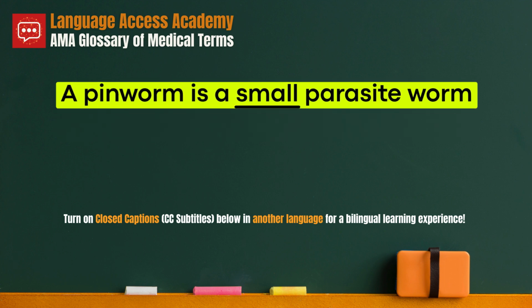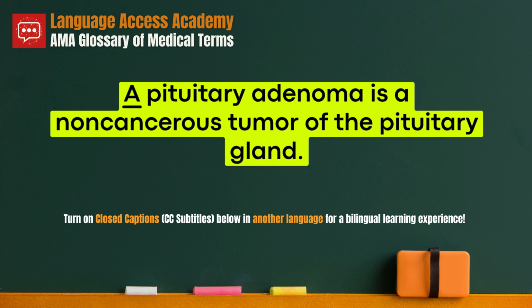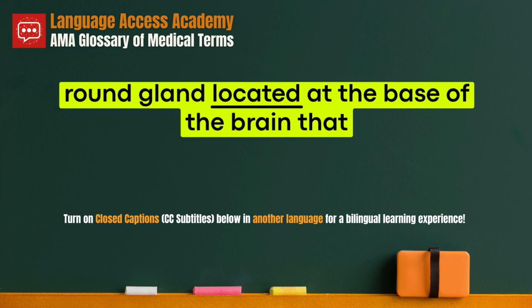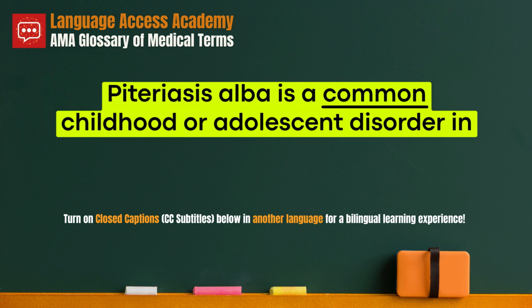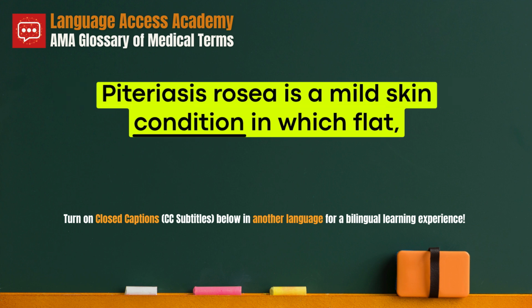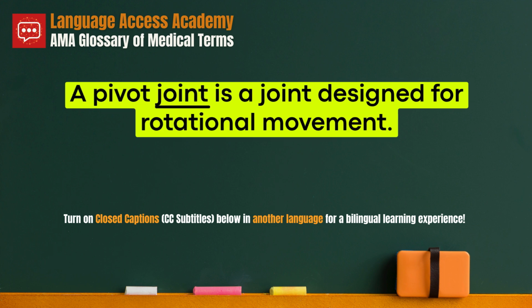A pinworm is a small parasite worm that can live in the intestines, commonly affecting children. A pituitary adenoma is a noncancerous tumor of the pituitary gland. The pituitary gland itself is a small, round gland located at the base of the brain that releases hormones that control other glands and body processes. Pityriasis alba is a common childhood or adolescent disorder in which there are pale, scaly patches on the skin of the face. Pityriasis rosea is a mild skin condition in which flat, scaly spots occur on the trunk and upper arms. A pivot joint is a joint designed for rotational movement.